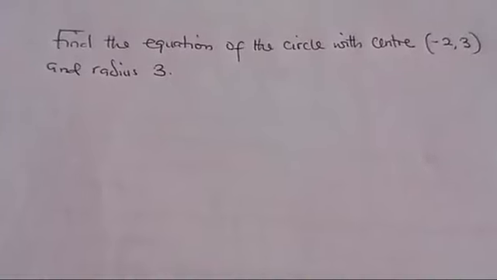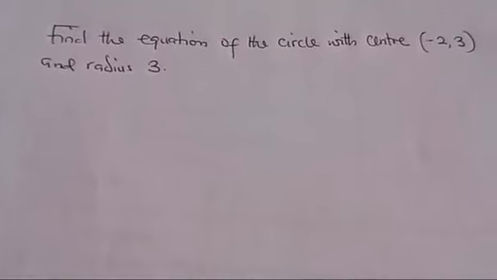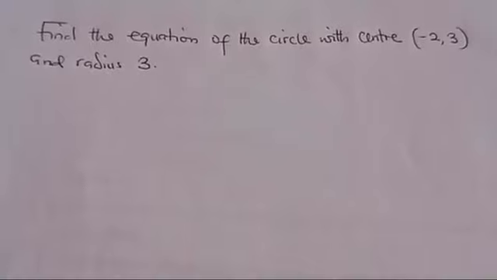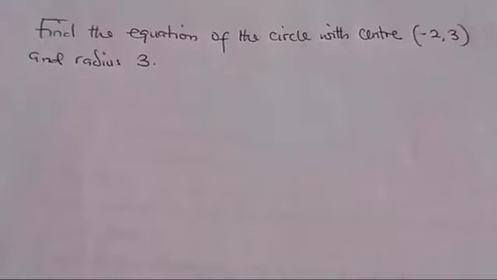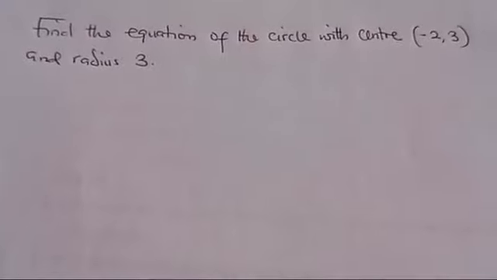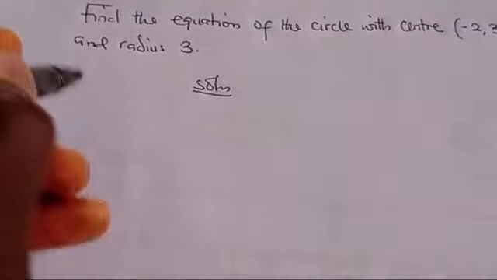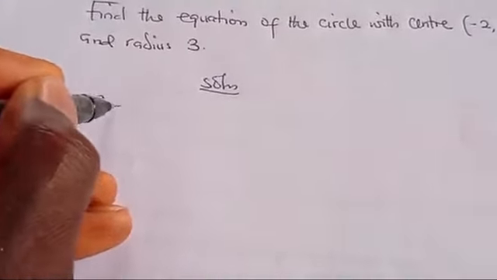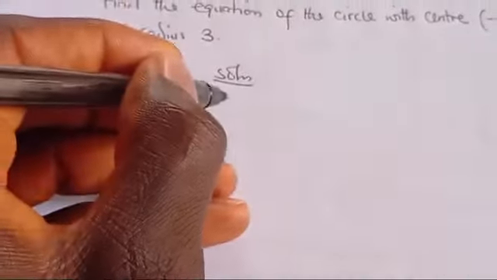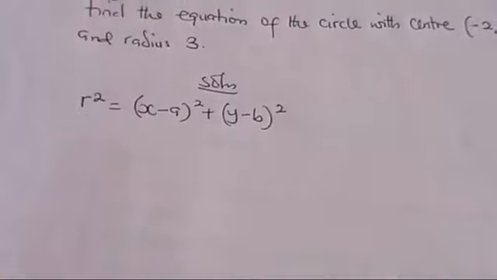Example 1 here says, find the equation of the circle with center (-2, 3) and radius 3. If the center of a circle is given by that coordinate (-2, 3) and the radius of that circle is 3, we have to find the equation of that circle. Remember, the equation of a circle is given by this formula: r squared equal to (x minus a) squared plus (y minus b) squared.